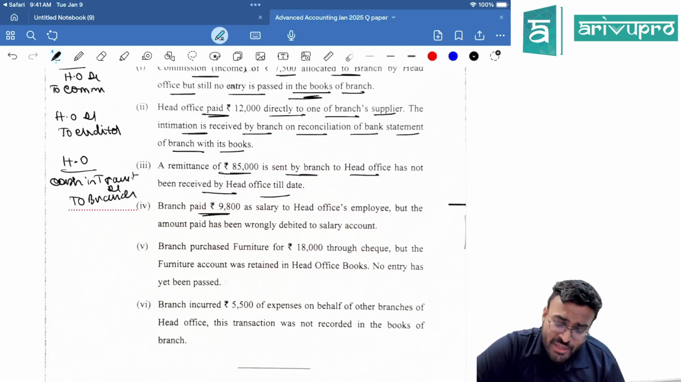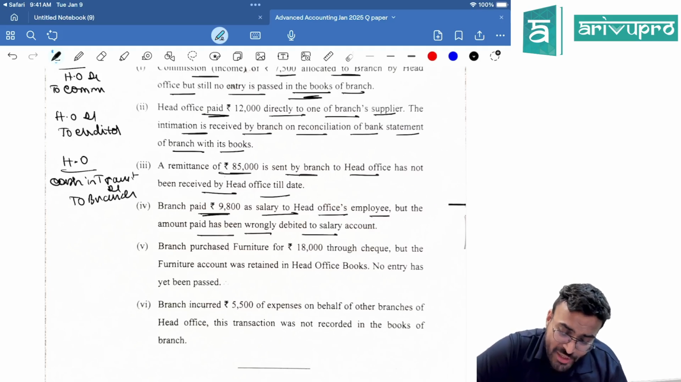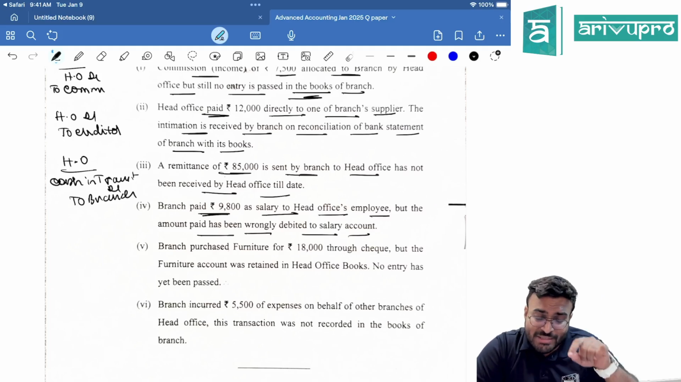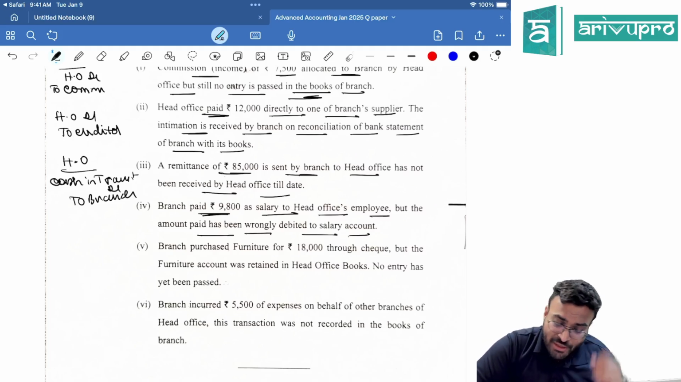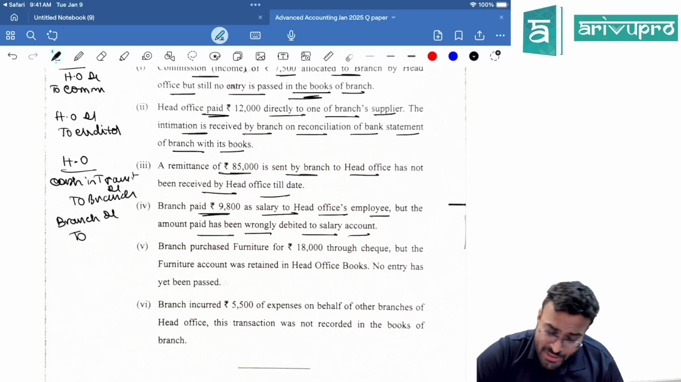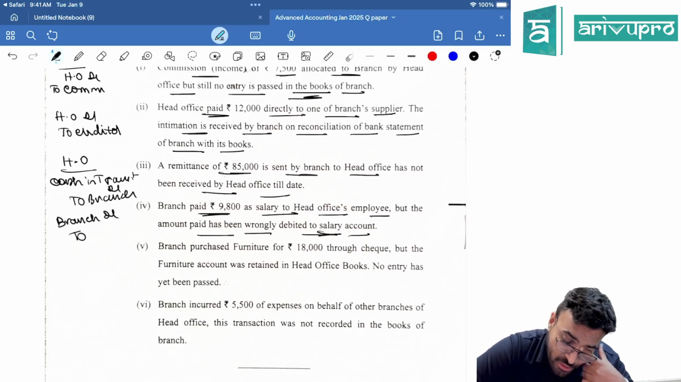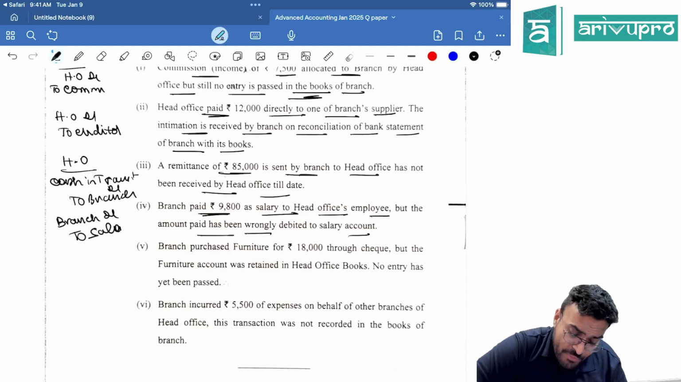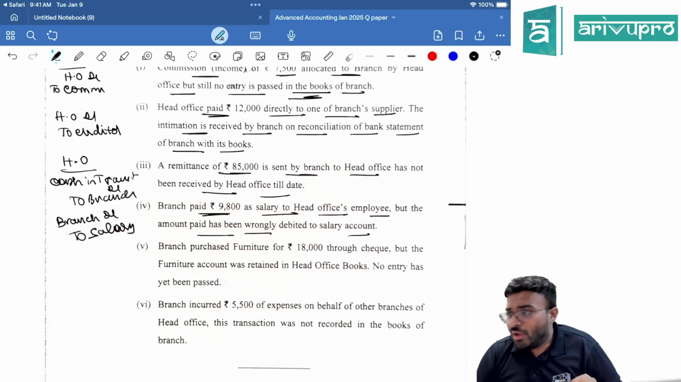Branch paid 9,800 as salary to a head office employee, but the amount has been wrongly debited to salary account. Who paid the salary? Branch paid 9,800. So what we have to do? Branch account debited because we have to pay the branch. It has been wrongly debited to salary account, so you'll write to salary account. Branch account debited to salary account.